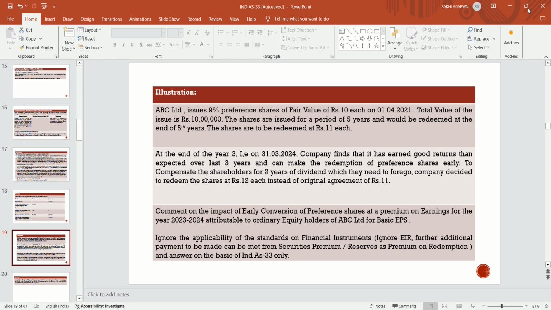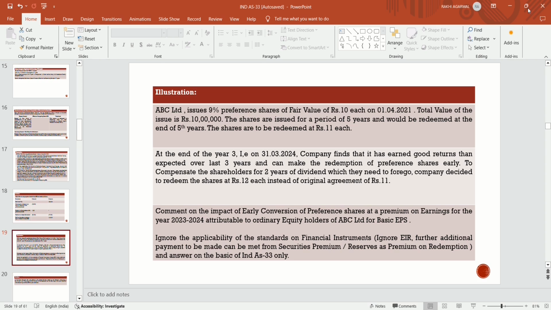Total value of the issue is rupees 10 lakh. The shares are issued for a period of 5 years and would be redeemed at the end of the 5th year. So it's a redeemable preference share, to be redeemed at rupees 11 each. So the 9% preference shares are redeemed at rupees 11 each, because the fair value of the shares is rupees 10 each and they should be redeemed at rupees 11 each.